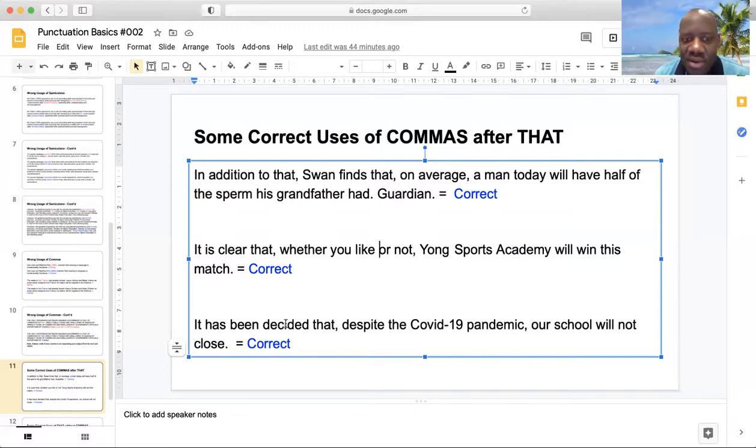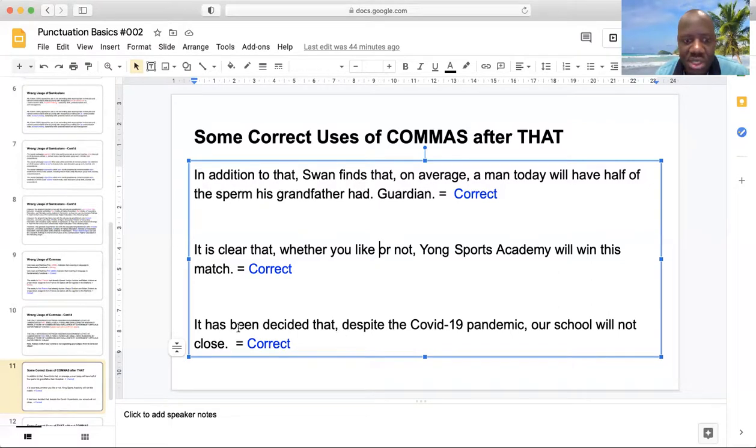Second case, or third case rather: it has been decided that despite the COVID-19 pandemic, our school will not close. Actually, what has been decided? It has been decided that what? That our school will not close. This is what has been decided. But now, because we want to add some context to it, why has this decision been taken? This decision has been taken because of the pandemic, but it is being taken to mean that whether the pandemic is there or it is not there, the school has to go on.